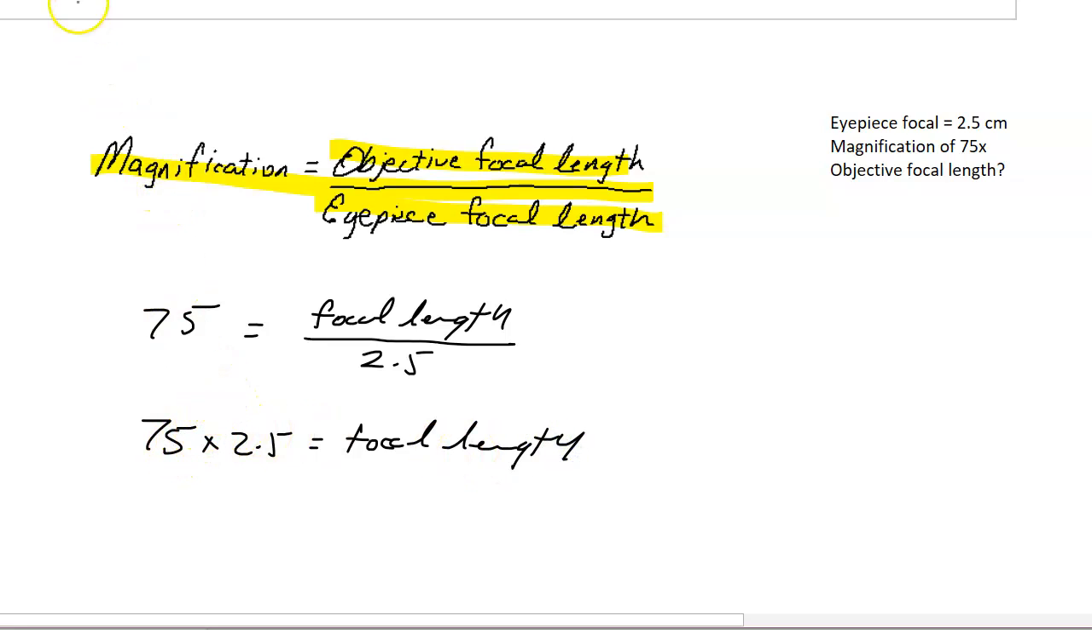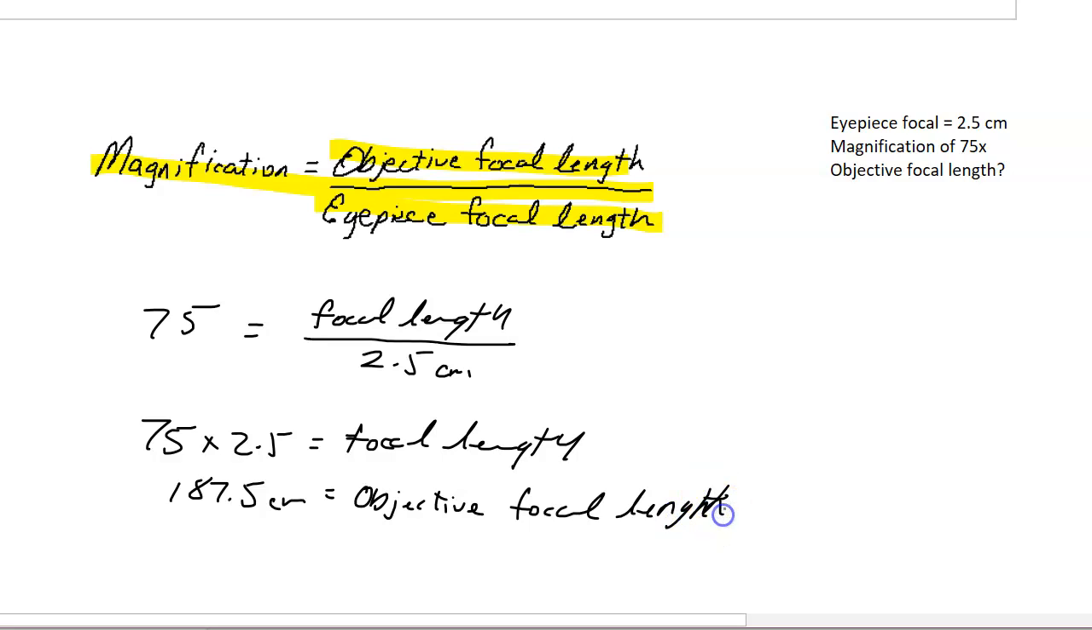75 times 2.5 will get us that focal length. And so when we multiply that out, we get 187.5 centimeters, because this was in centimeters, and so that will be the focal length of your objective. And questions 4 and 5 in the textbook just operate on the same formula. Okay, hope that helps. Thanks for watching.